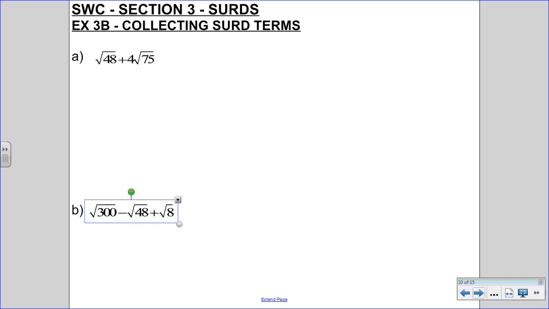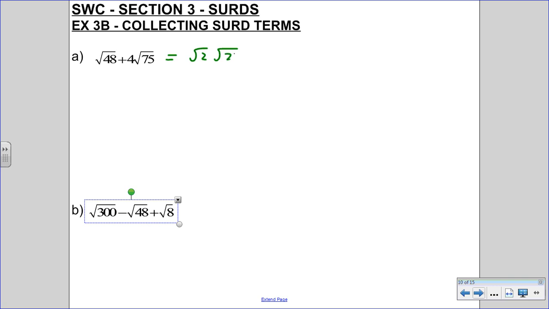Part 3, B, this is about collecting surd terms. So remember, surd terms that are the same, you can put them together. So root 48, let's do the same thing again. Let's break that down into its most fundamental components. I always think it's good to take out 2 first. Either go for primes, or if it's even, just take out the 2 and see what happens.